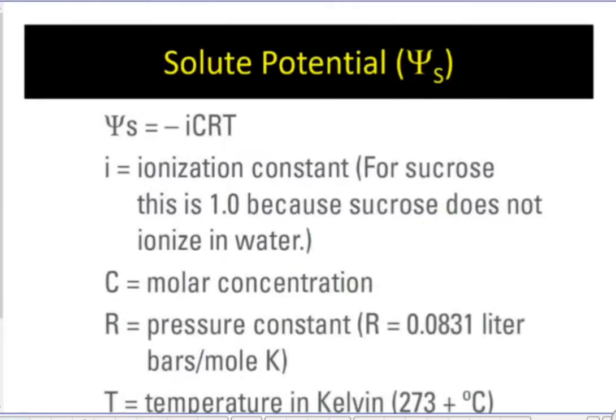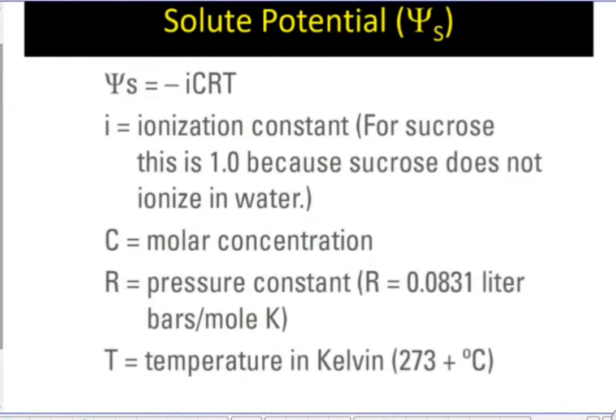Okay, here is our solute potential formula. You've got the ionization constant, which we'll discuss in just a minute, molar concentration, pressure constant, and temperature. For this equation, the one thing I want to point out to you, the biggest mistake I see is that people do all their multiplication and they forget to make the solute potential negative. So you need to come up with a way to help you remember to always put your negative.